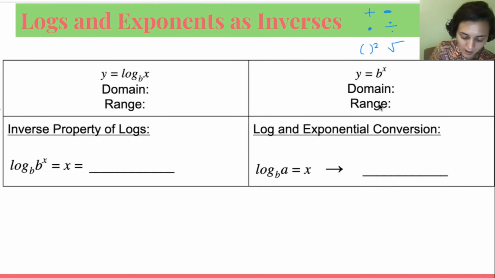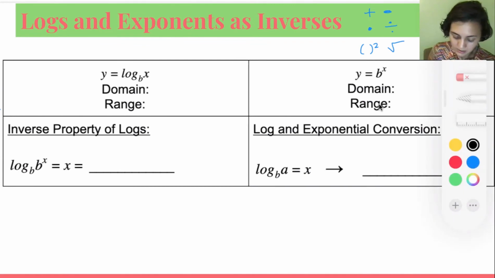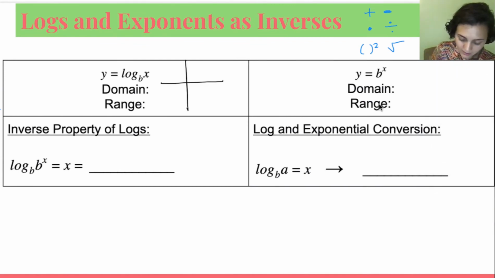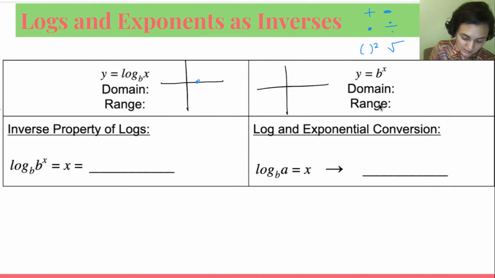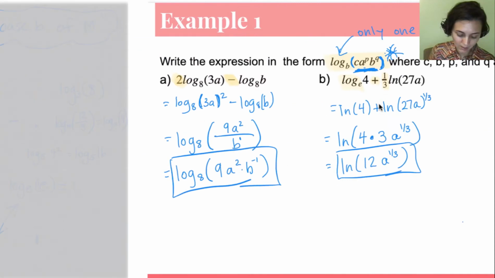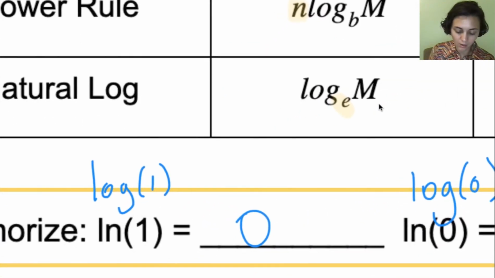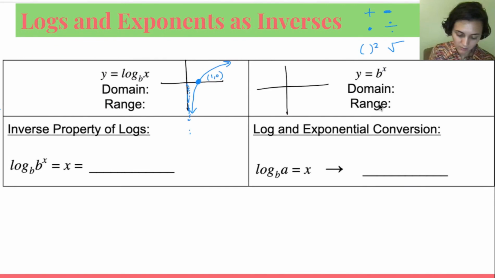And we can see that with their graphs. So I'm going to do quick sketches of what their graphs look like. So a log looks like this, where there's an asymptote right here at 0, because remember, logs can't equal 0 and they can't be negative, and it goes through the point 1, 0, because I know that log or ln of 1 equals 0, right? That's one that I wanted you to memorize. ln of 1 equals 0, or log of 1 equals 0. So that's how I know it goes through that point.